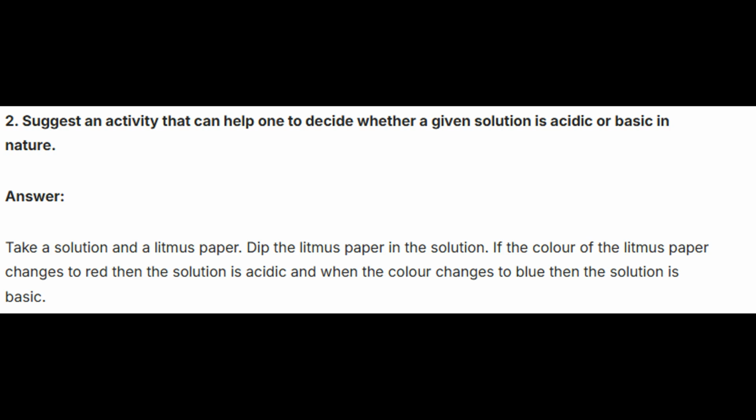Second, suggest an activity that can help to decide whether a given solution is acidic or basic in nature. Answer. Take a solution and a litmus paper, dip the litmus paper in the solution. If the color of the litmus paper changes to red, then the solution is acidic, and when the color changes to blue, then the solution is basic.